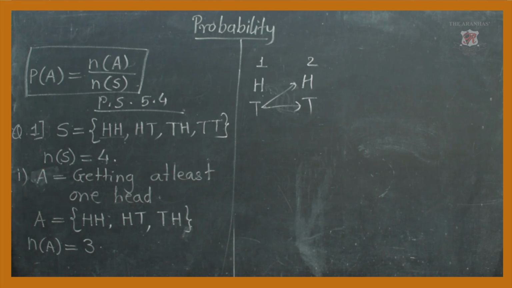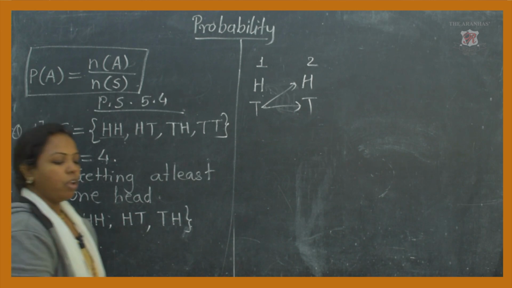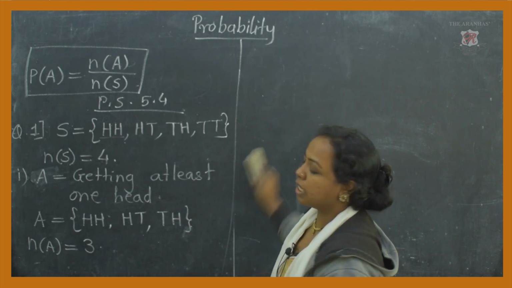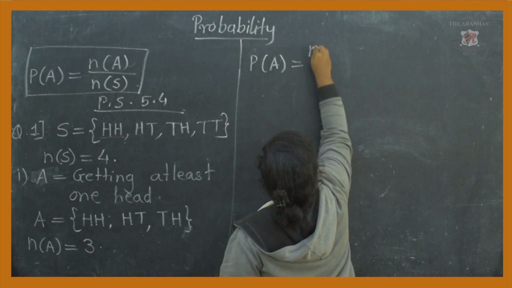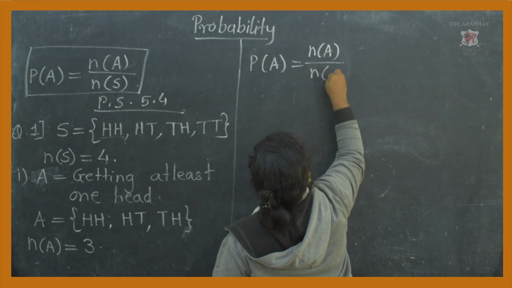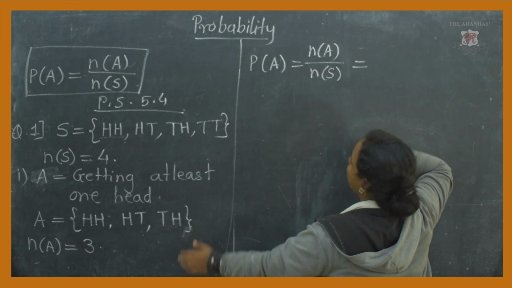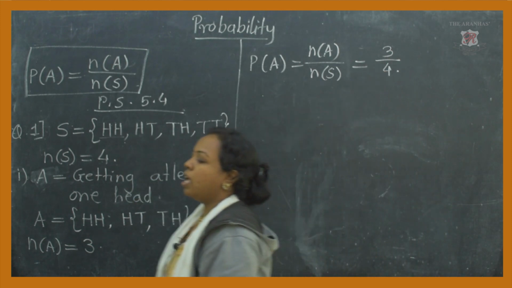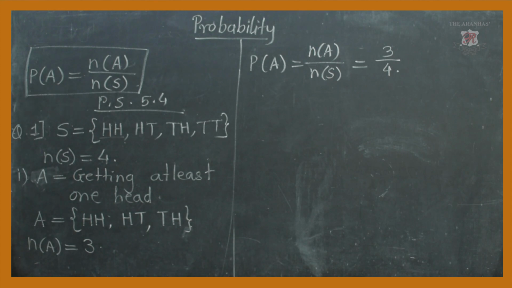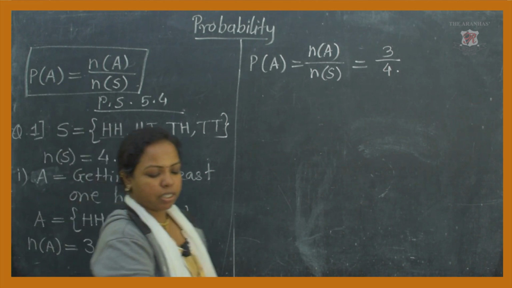Now we have N of S, N of A. Now we try to find the probability for such an event. What will be the formula? P of A is N of A upon N of S. N of A is 3, N of S is 4. So the probability to get at least one head when we toss two coins is 3 upon 4. Finished. What is the second one?